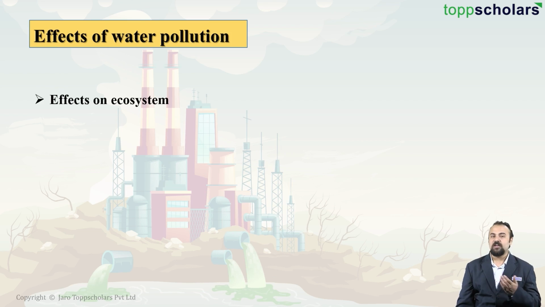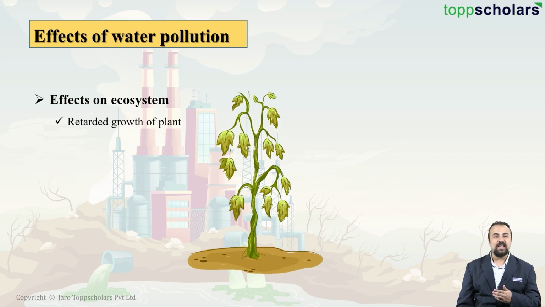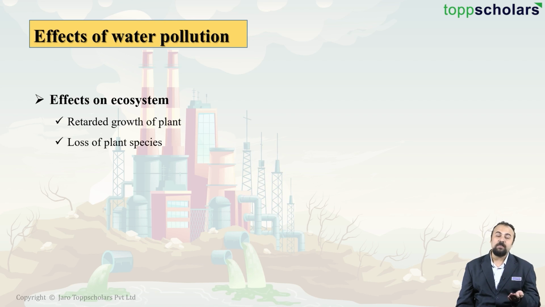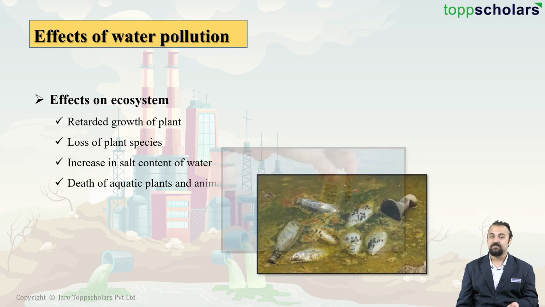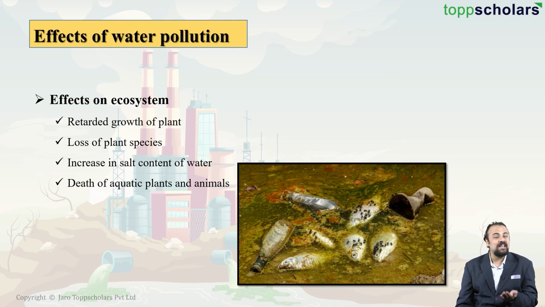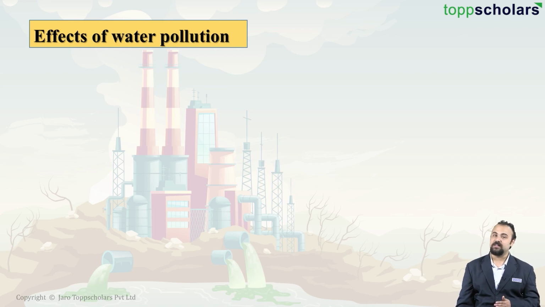Polluted water can affect the ecosystem by retarding the growth of plants. Also, there might be loss of various plant species. It can lead to increase in the salinity, that is the salt content of water, making the water unsuitable for animals, various aquatic animals as well as various aquatic plants. Also students, this can lead to death of aquatic plants as well as animals.